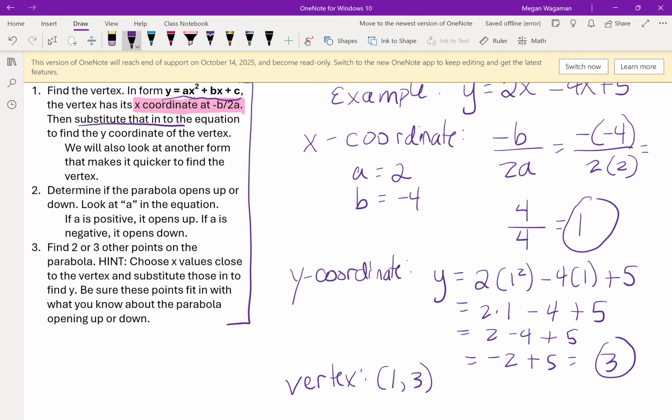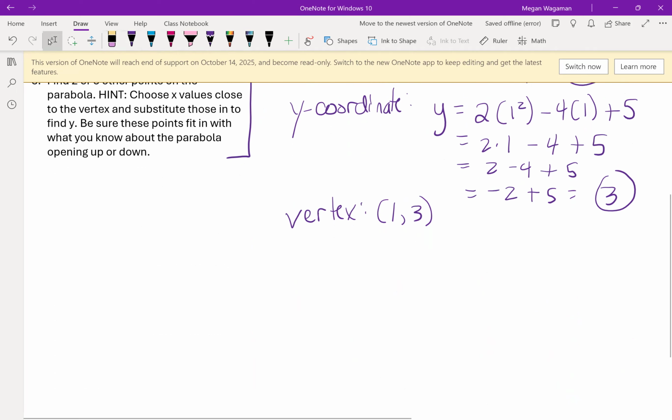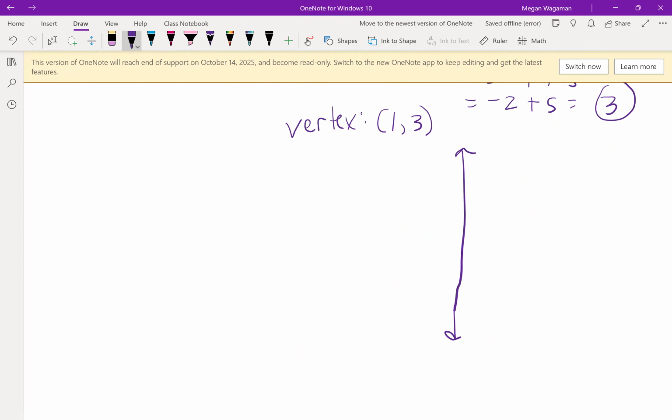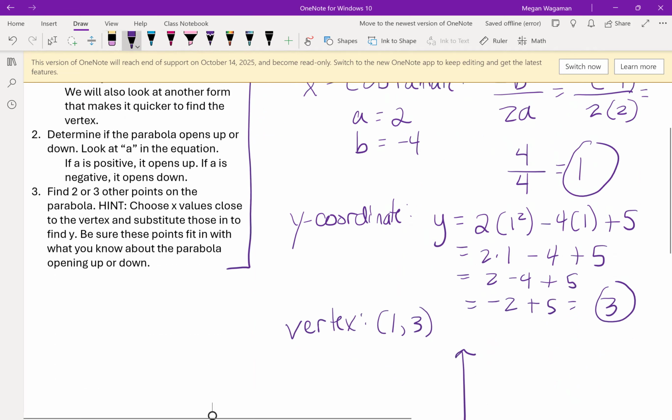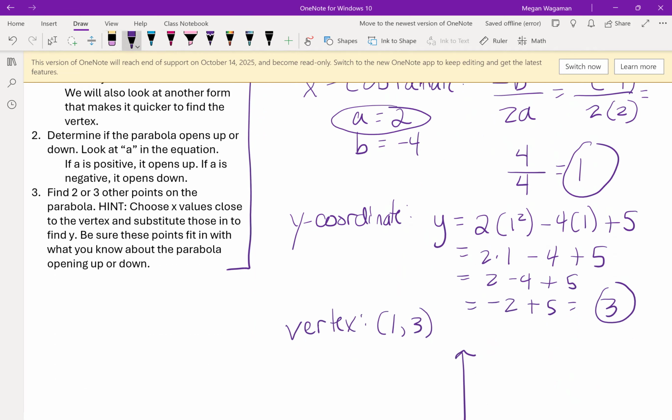So I'm going to go ahead and sketch a graph and just put that vertex on there so we can see what that looks like. If I make this a little bit bigger, I need to go over 1, up 3, and that's going to be the vertex. The next thing I can do is look at the a in the equation, which is equal to 2. If it's positive, our parabola is going to open up. So I know that my parabola is going to be one sort of like that.